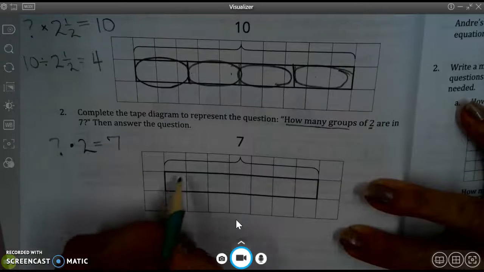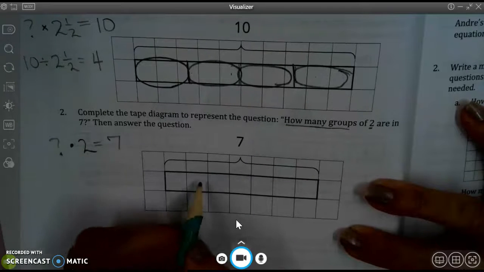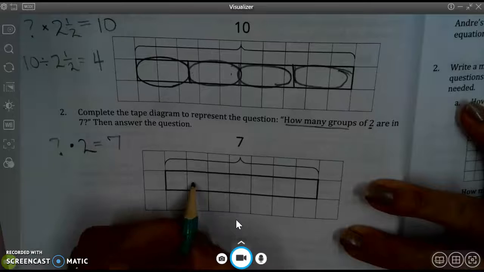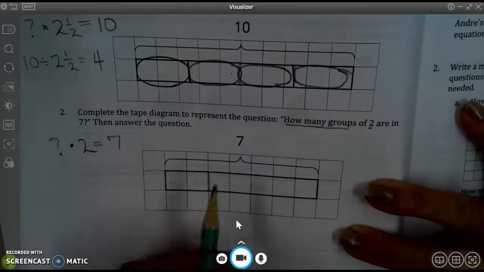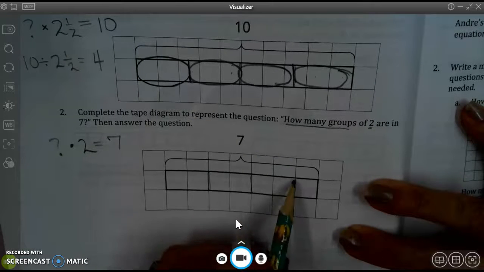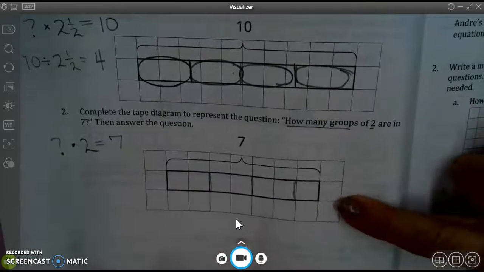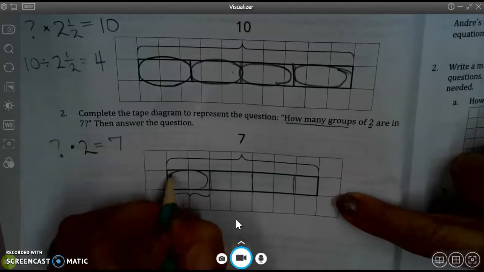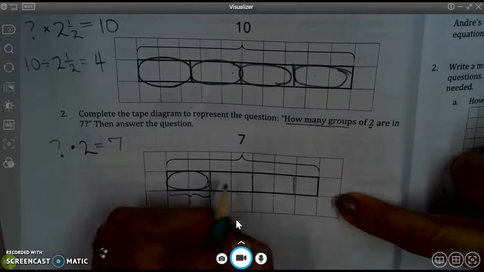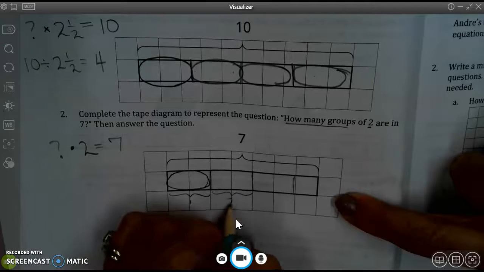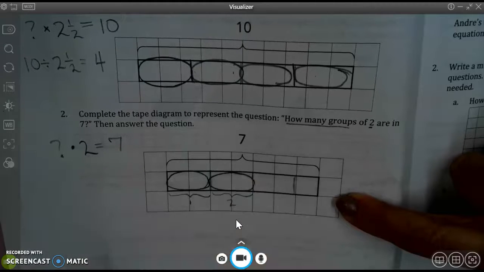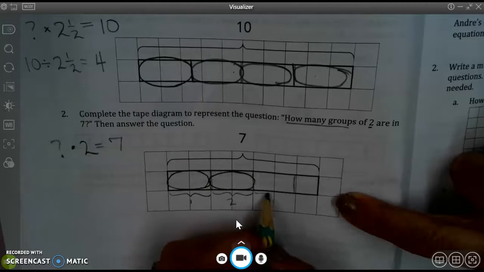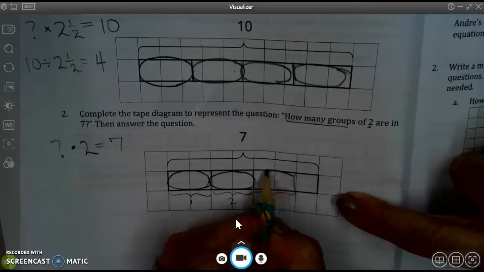So I'm going to mark every group of 2. So here's 1, 2. There's one group of 2. 1, 2. 1, 2. Let me just go ahead and show my full groups. Here's one full group of 2. Here's another full group of 2. Here's another full group of 2.